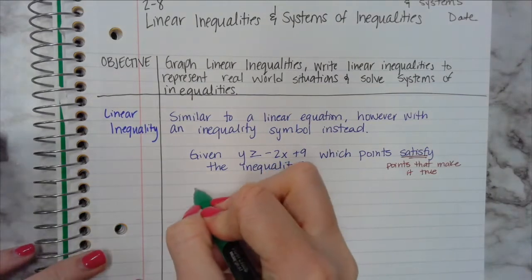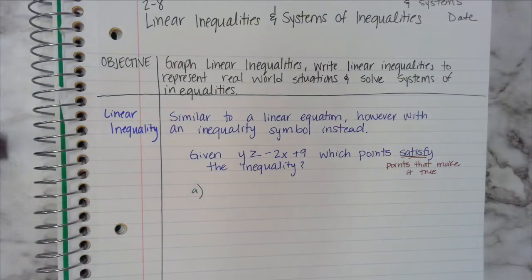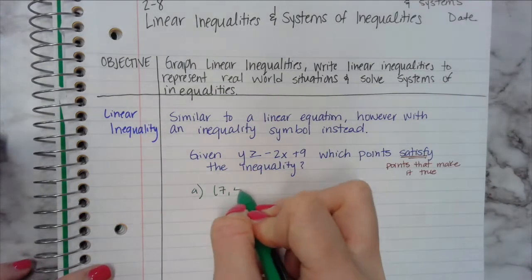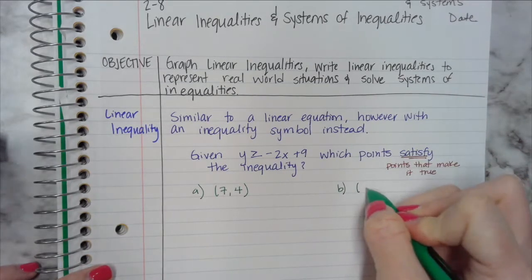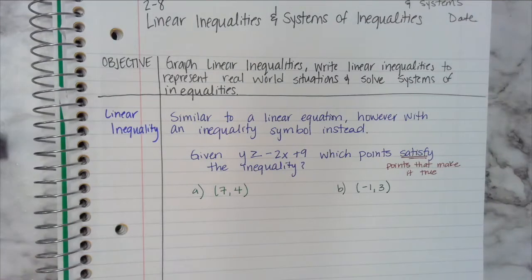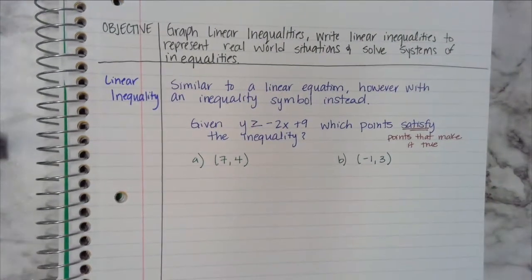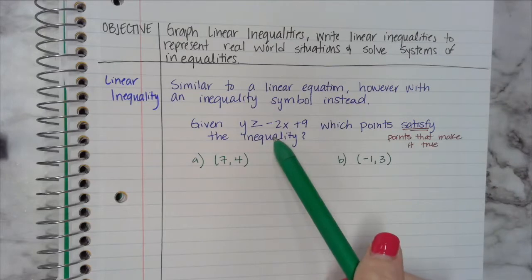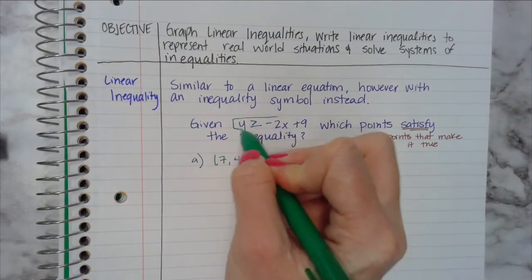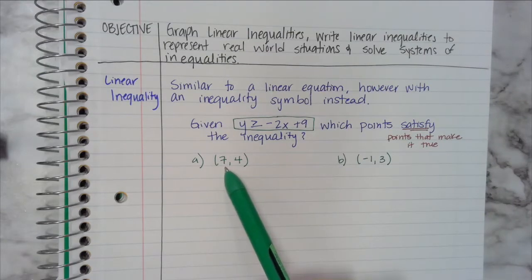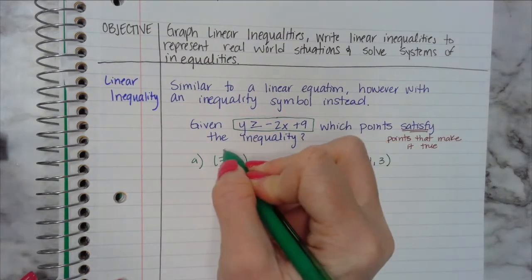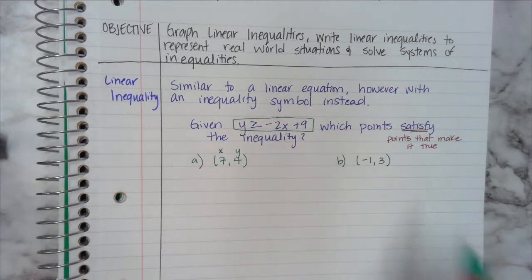So let's say I'm given some points here. Let's say I'm given, we'll call this the first one, point A, 7, 4, and then I'm also given another point, negative 1, 3. If it's asking which points satisfy the inequality, that just means I'm going to evaluate this inequality given, y is greater than or equal to negative 2x plus 9. I'm going to evaluate it for x is 7 and y is 4. And so all we do here is we're just going to plug these values into our inequality. 7 representing x and 4 representing y.